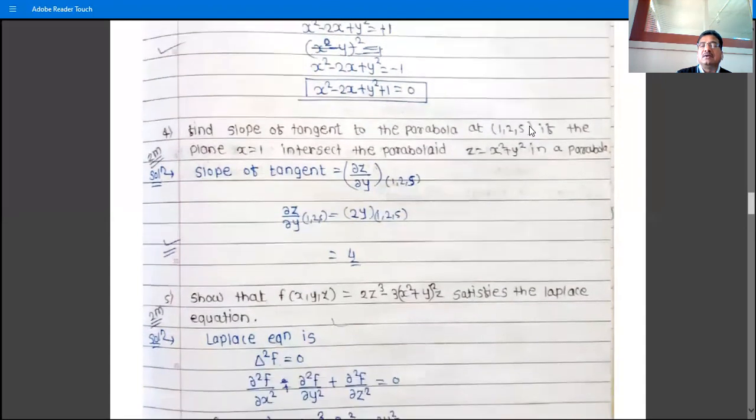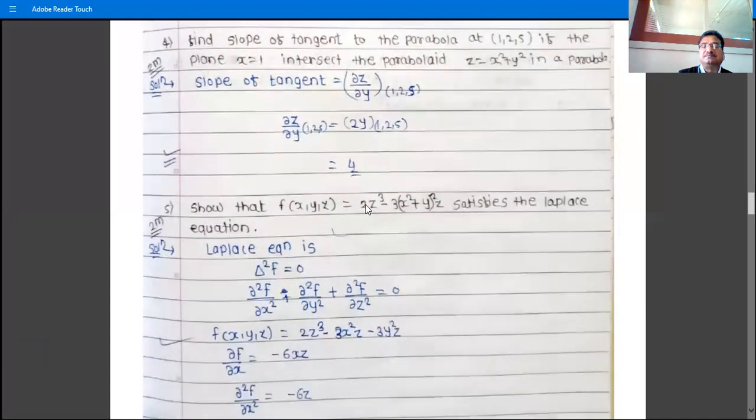and it is what? The derivative of x square is 0, the derivative of y square is 2y, and the value at (1, 2, 5) is 4. So a very simple question, that is, find the slope of the tangent. So the slope of the tangent is the partial derivative of z with respect to y.